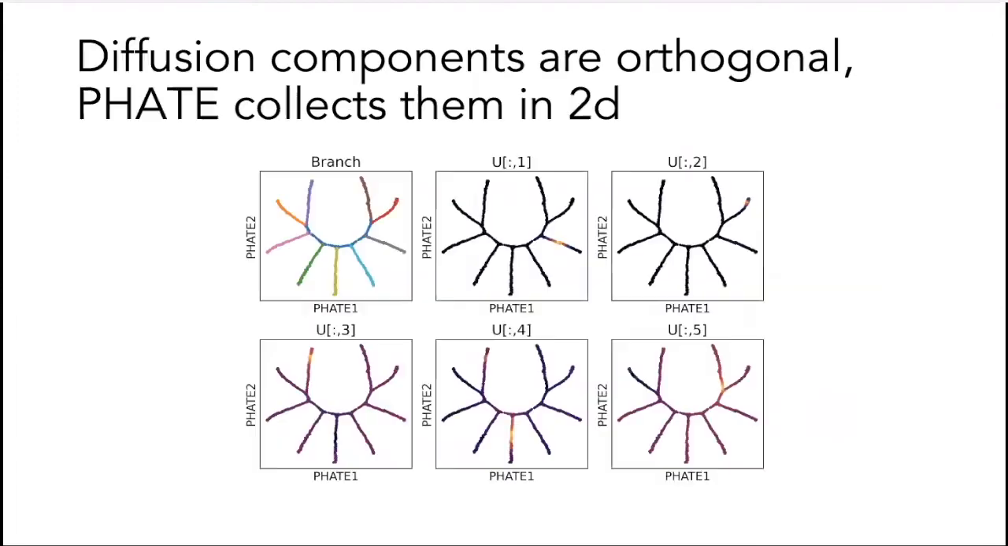So with this potential distance, we collect them into 2D using metric MDS. And so you get this kind of structure. So this is another branching tree structure we drew. And here is PHATE. But what you see is each of the diffusion eigenvectors is highlighting one branch here. So they can actually work quite nicely with PHATE visualizing the whole structure and diffusion operators picking out individual branches for further study, or ordering the individual branches even.